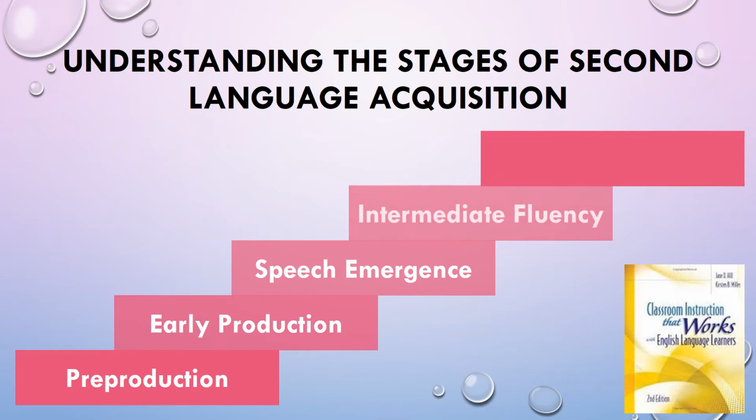Intermediate fluency lasts from 3 to 5 years. And finally, stage 5, advanced fluency, which lasts from 5 to 7 years, is when English learners begin to demonstrate a near native level of fluency.